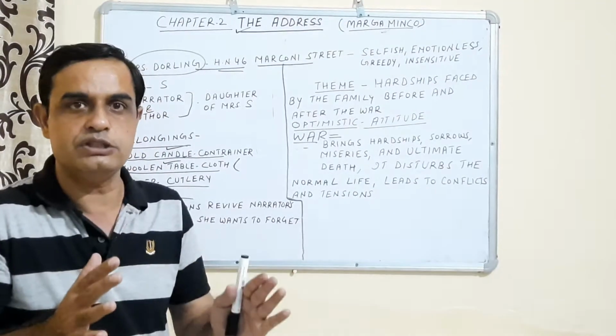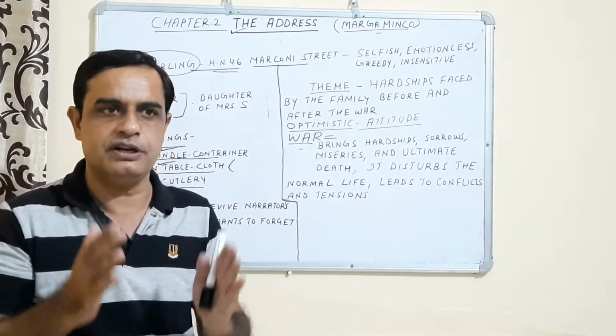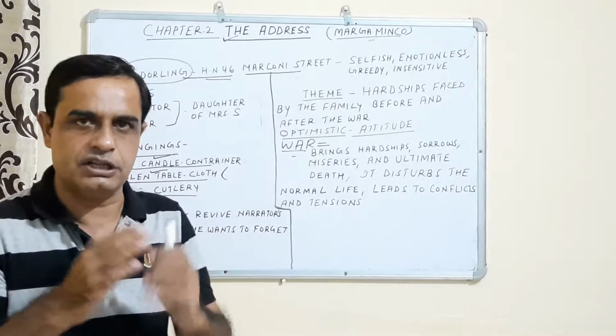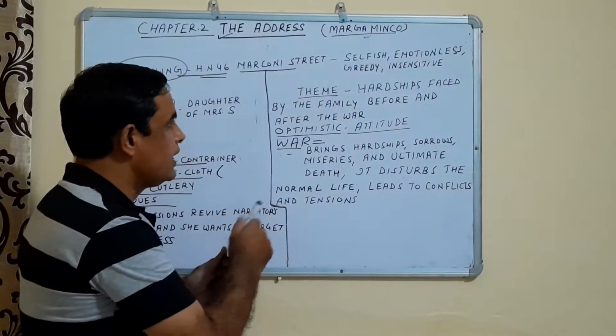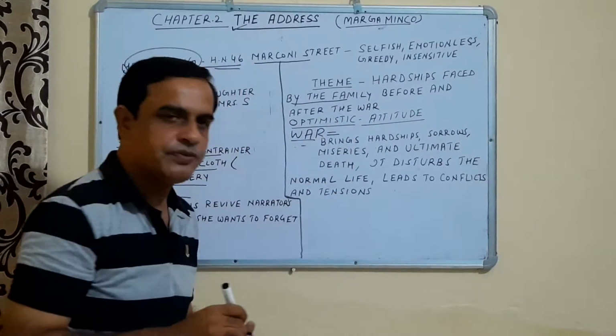Now students, the story is based on three themes. Whatever I have come to conclude after reading the story is based on the three themes. The first theme: hardships faced by the family before and after the war.